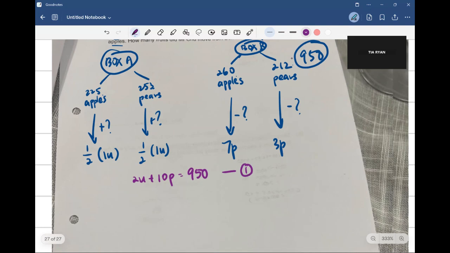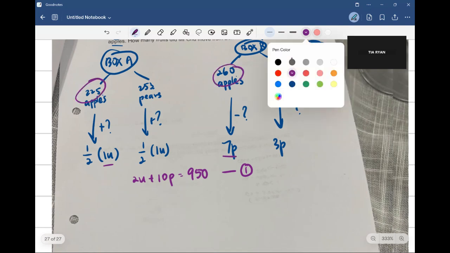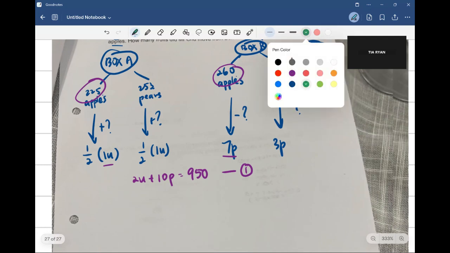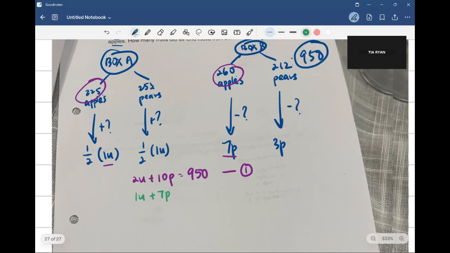How about equation 2? We know that the number of apples didn't change also. So 1u plus 7 parts equals this plus this. So I'll write down 1u plus 7 parts equals 225 plus 260, which is 485 apples. Now that I've got two equations, I always say, come on, we need to make one the same so that we can eliminate that one first to solve the question.